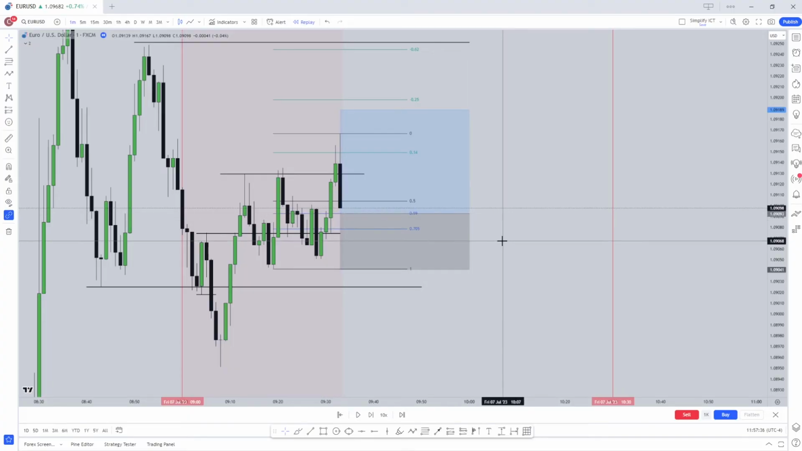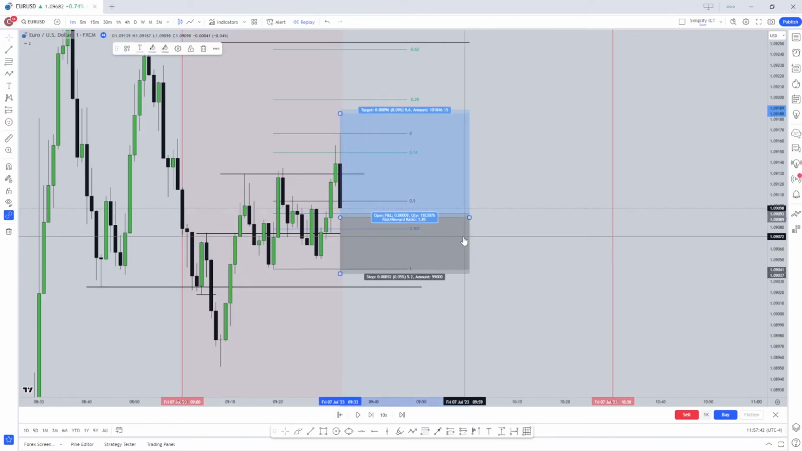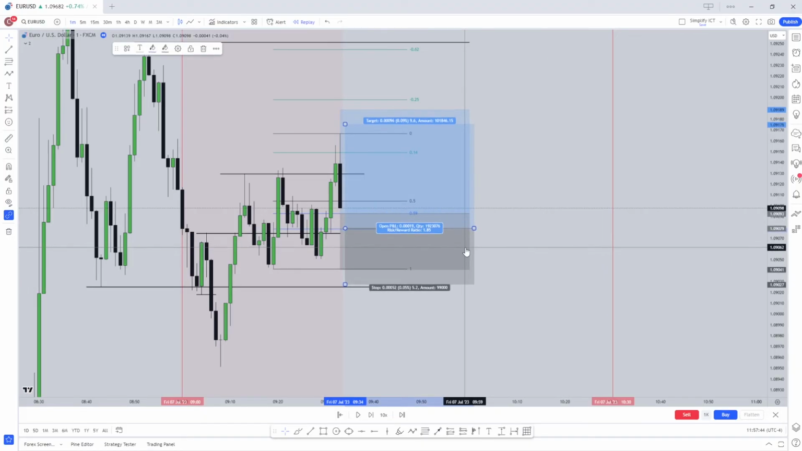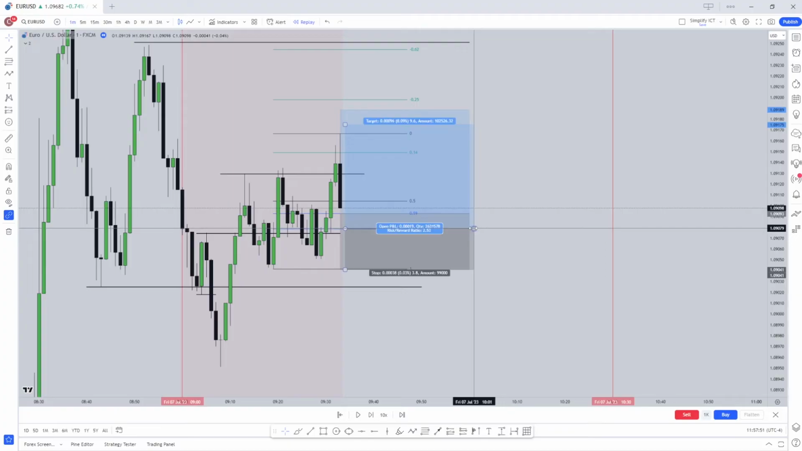Now for the hack. The hack for this system: ICT favors the 0.705 level. That's the real optimal trade entry. So what you can do is, after entering at the 0.59 level, you could enter with the same risk. However, you reduce the stop loss. So you've got the same lot size on, however, you've got a higher risk to reward trade.